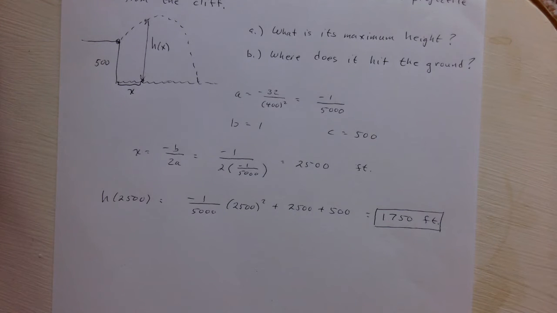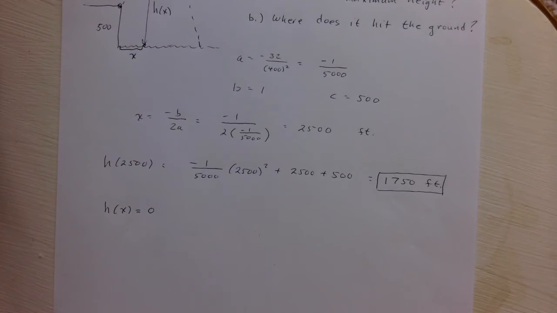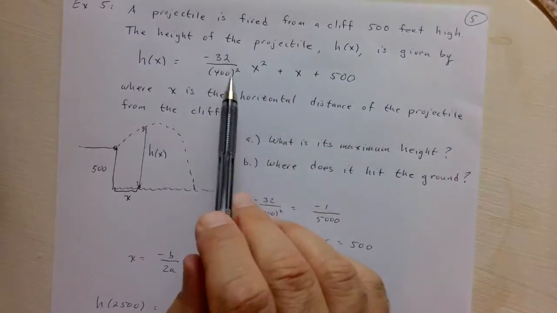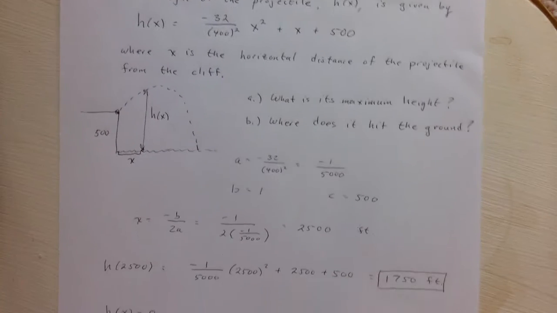And for part B, it's like, where does it hit the ground? Well, when it hits the ground, what's the height? Obviously it's 0, right? So in this case, we want to set h of x equal to 0. Now, this is the one part where we're not trying to maximize or minimize, we're trying to find where this quadratic function is equal to 0. So basically we're setting this equation equal to 0. How do we do that? We just use the quadratic formula.